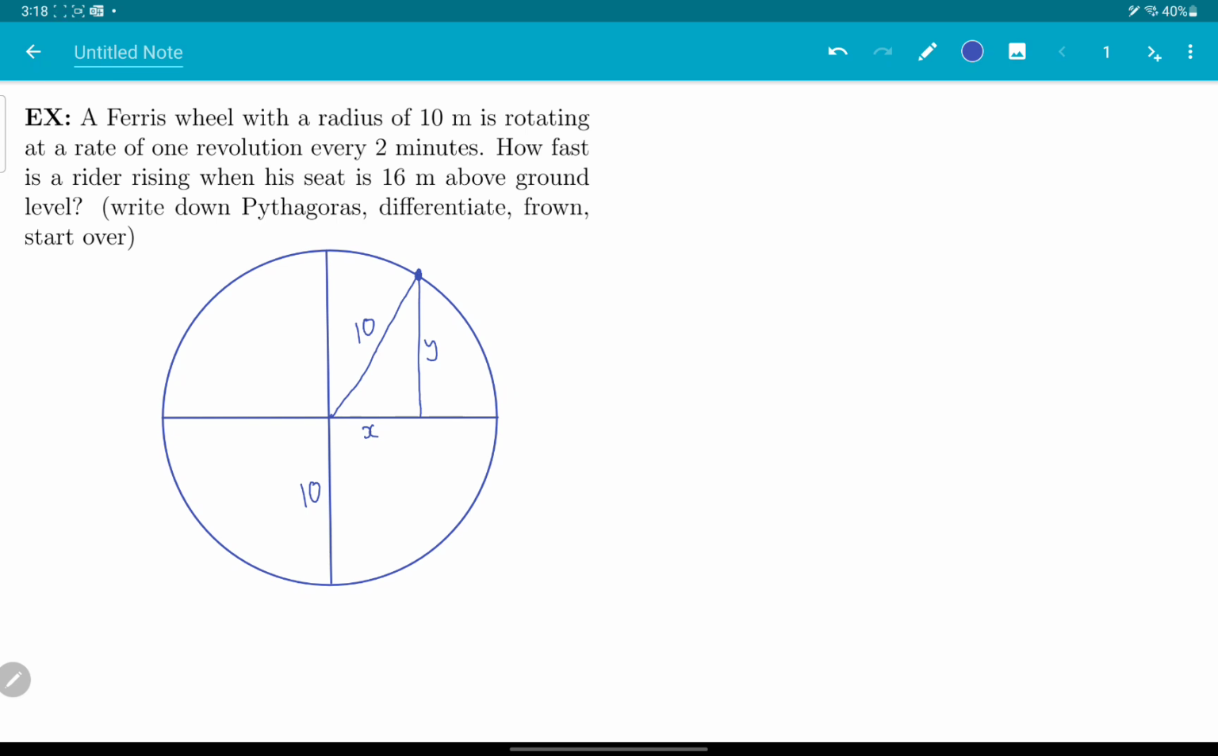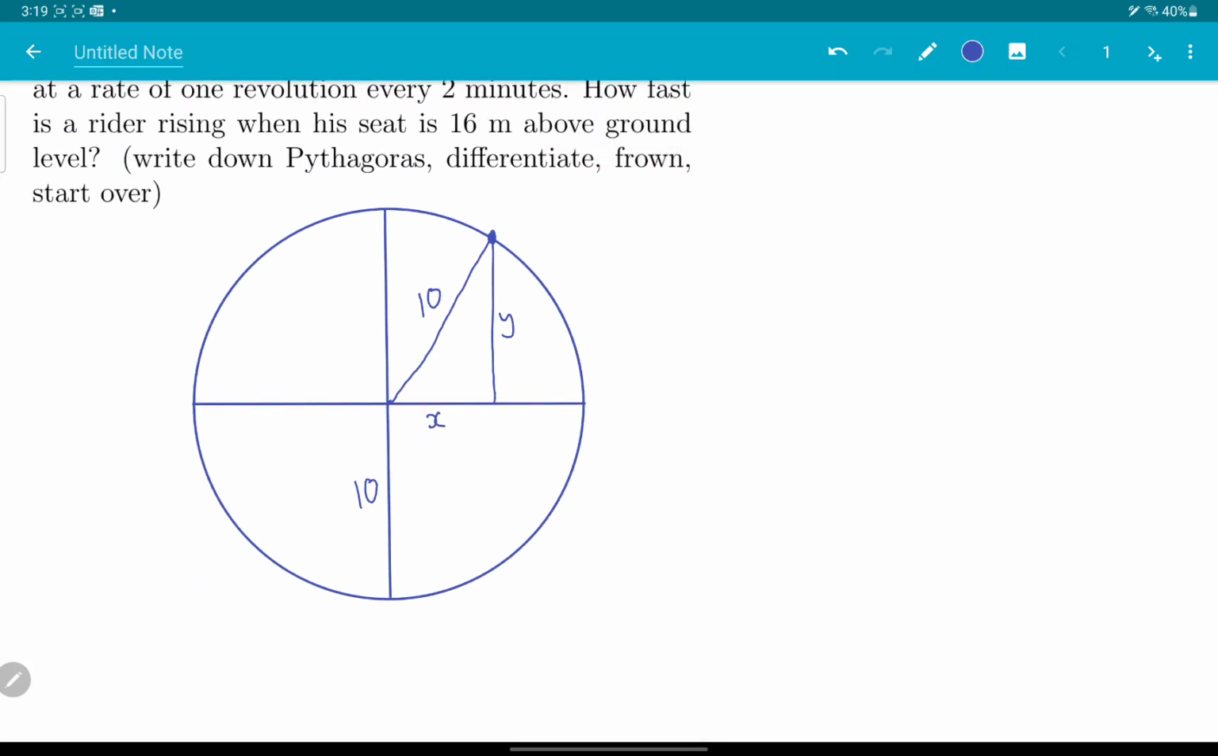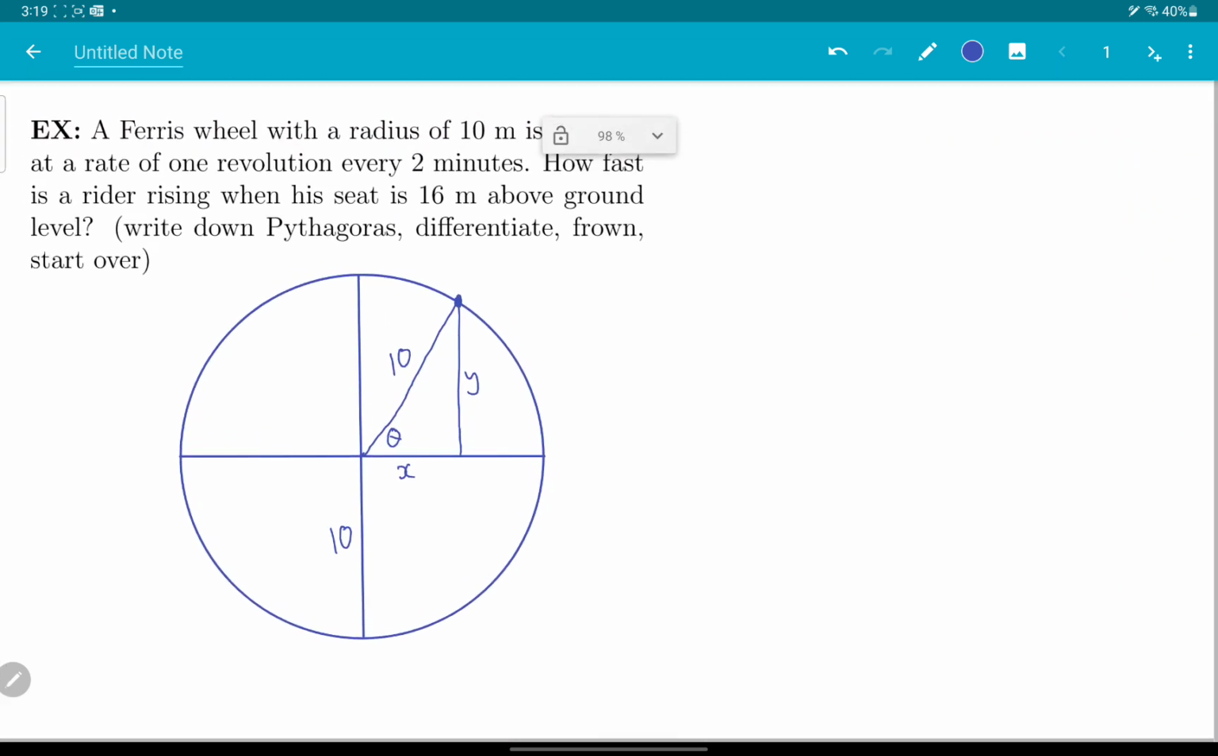Now, let's look at the question here. 10 meters is the radius. The 2 is revolutions per minute. Okay, so that makes revolutions per minute. That smells like angle. I want to think about angles here. So I'll put this angle here, theta. I'll come back to that later.